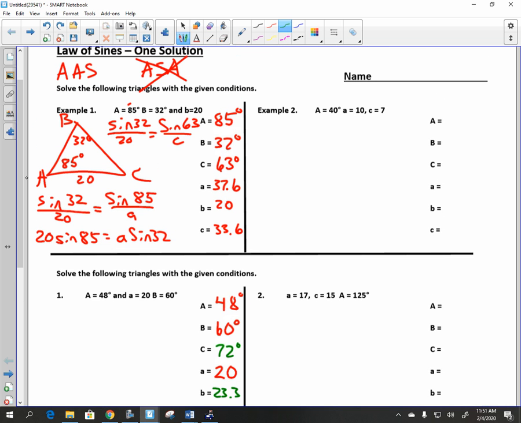We'll look at this problem. Example 2. Draw my triangle. I've got A, B, and C. Angle A is 40 degrees, side A is 10, and side C is 7. So I've got 40 degrees, A is 10, C is 7. What makes this triangle different from the first one we did?